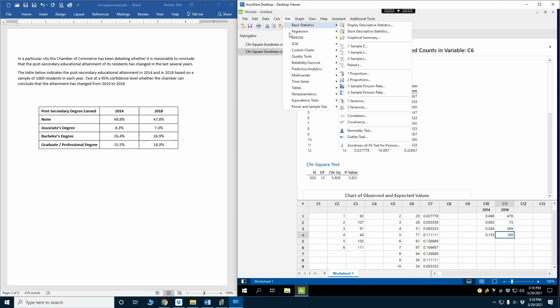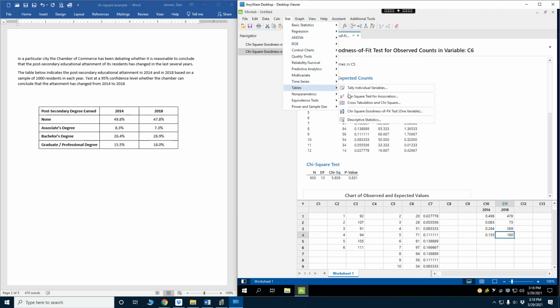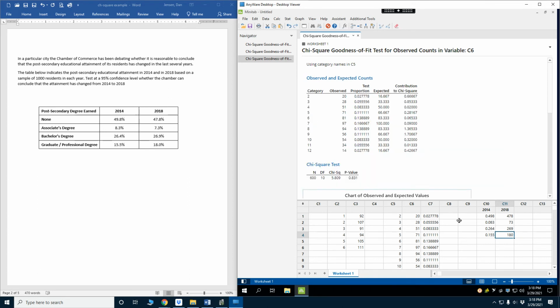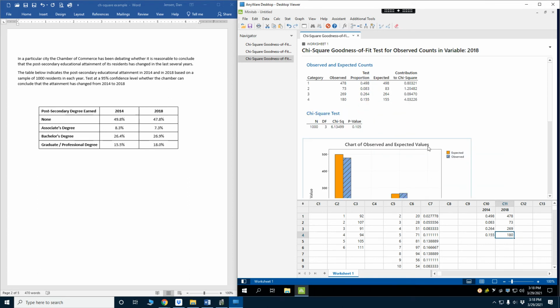So we can go to Stat, Tables, Chi-Square Goodness of Fit Test. My observed counts are 2018. The category names, let's leave that blank because I don't have category names. I could have put them in. I'll go back and put them in in a moment. My specific proportions are the 2014, and I click OK. So notice if I don't put in my category names, Minitab will just number them.